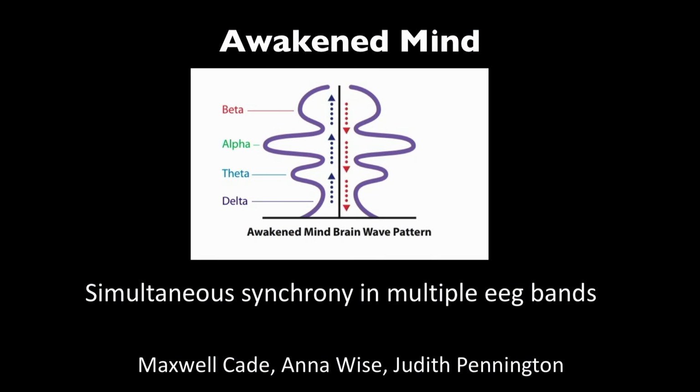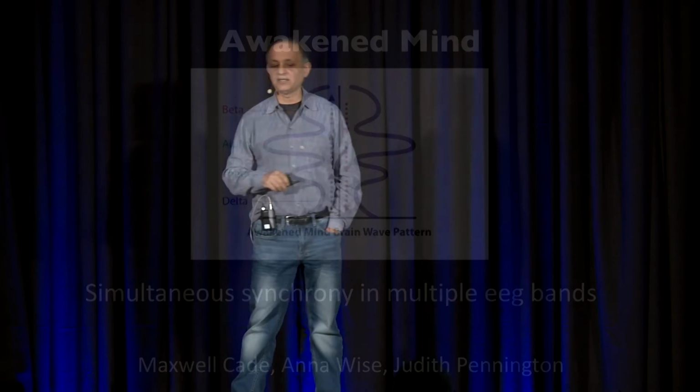And so you might be familiar with the work of Anna Weiss and Maxwell Cade, who studied Zen meditators, and at that point, earlier they weren't looking at gamma, now they are, and they discovered that Zen meditators had simultaneous synchrony in multiple EEG bands. So they could produce high power in multiple bands, which they considered as being able to have information travel up and down these bands.